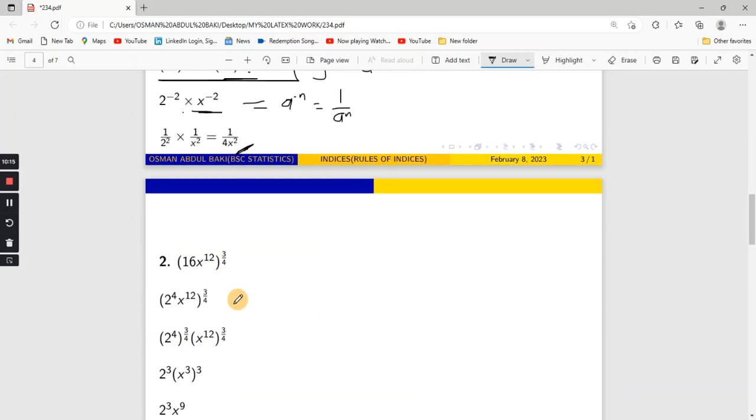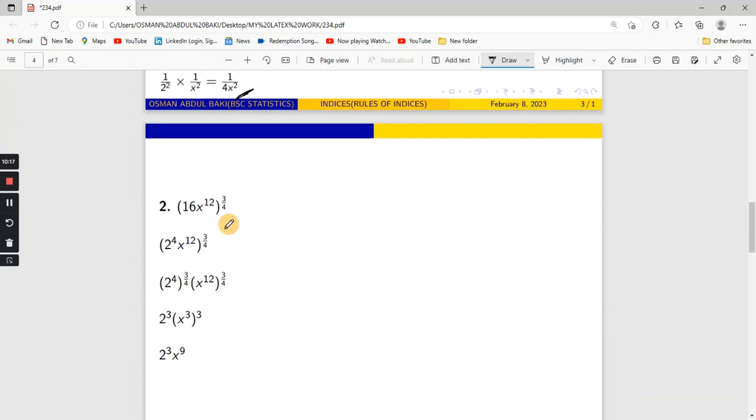Now let's come to question 2. Question 2 too, we must apply the same properties. Here too, we would like to turn the 16 into a value with which we can make a cancellation and get rid of some of the powers. So 2 raised to the power 4 is the same as 16. So we have 2 raised to the power 4 times x raised to the power 12, all raised to the power 3 over 4.